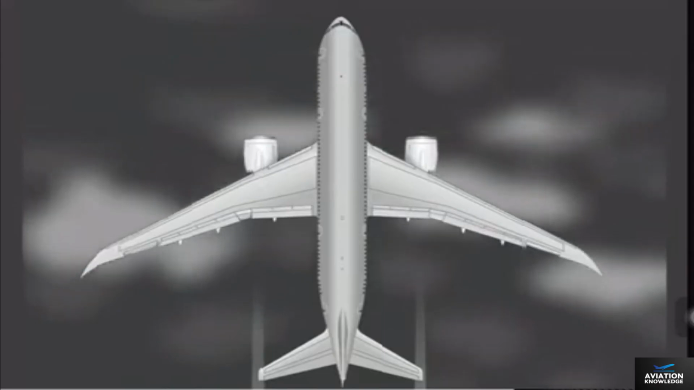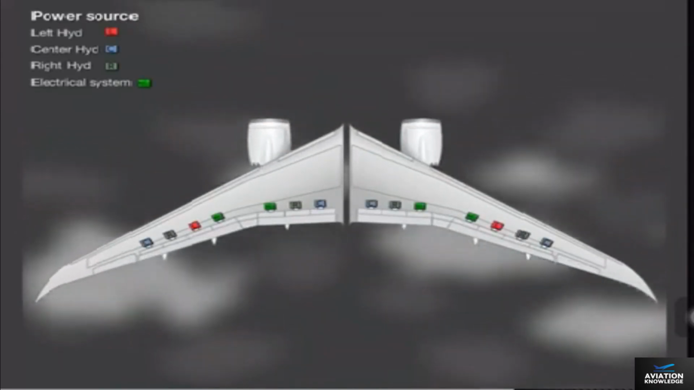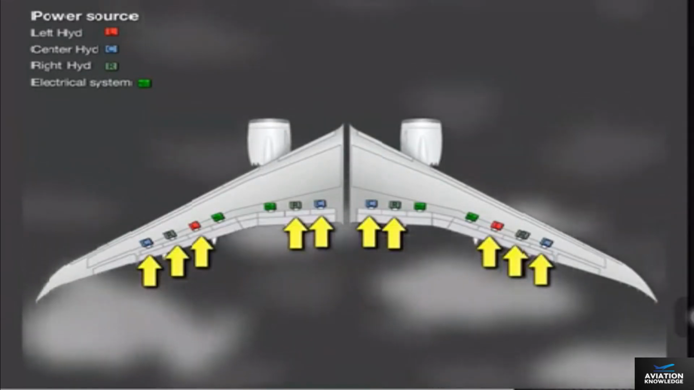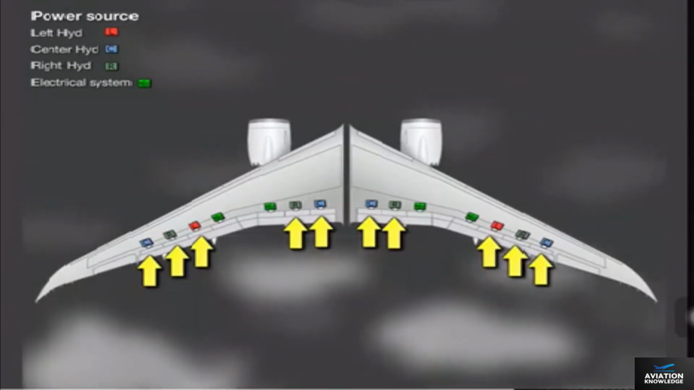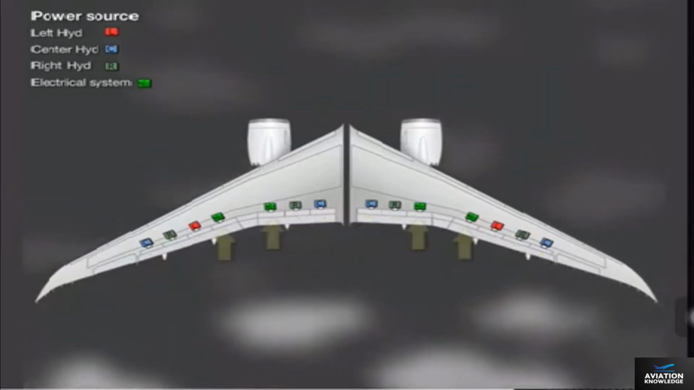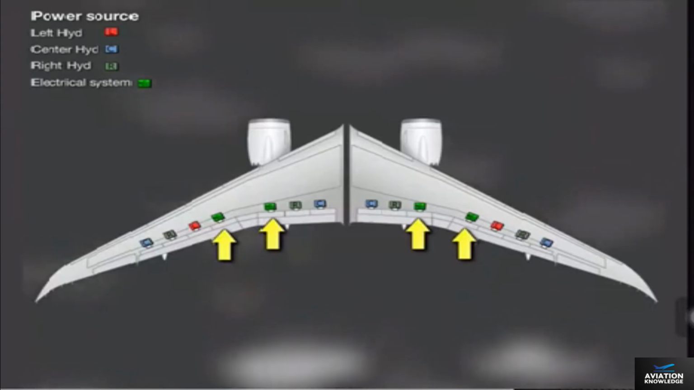All 3 hydraulic systems supply 5 pairs of spoilers. Each hydraulic system is dedicated to a different set of spoiler pairs to provide isolation and maintain symmetric operation in the event of hydraulic system failure. The remaining 2 spoiler pairs are individually powered by 2 electrical buses.